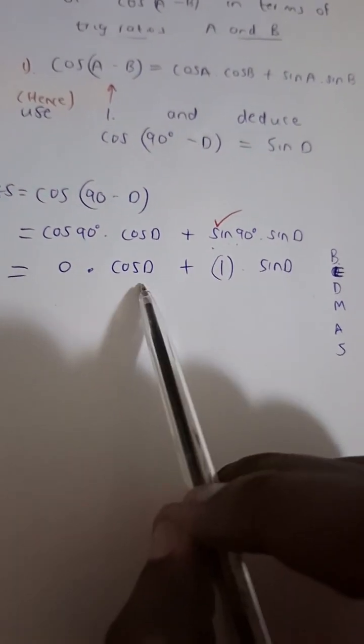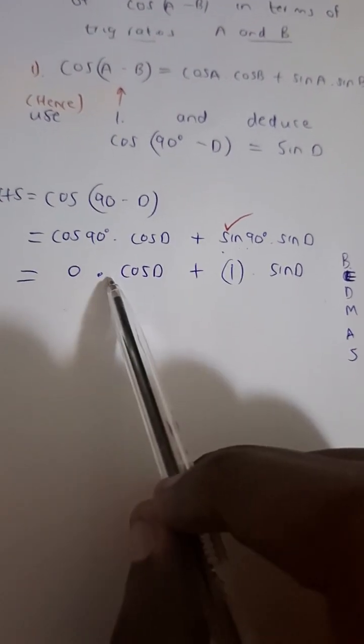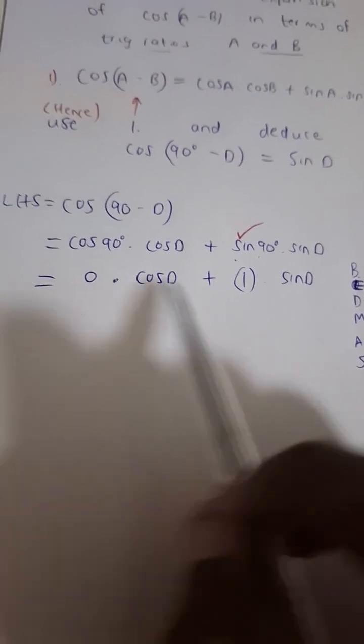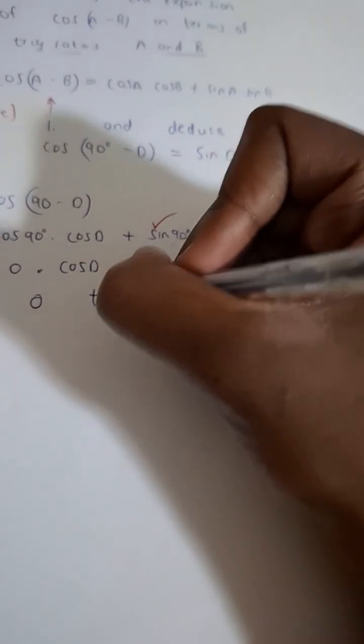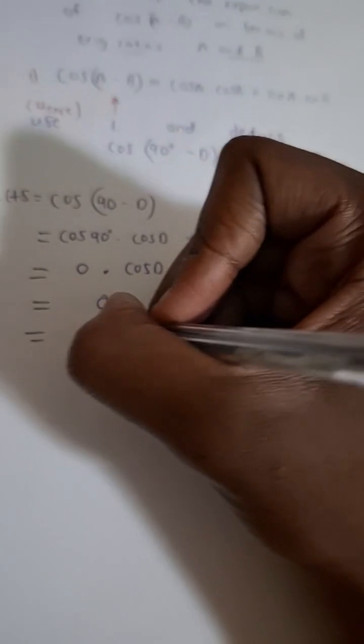So there's multiplication, you don't really go for the addition if there's multiplication first. So we take care of the multiplication. 0 times cos d gives us 0, plus 1 times sine d, that gives us sine of d. And what's 0 plus sine d? That simply means the answer is sine d.